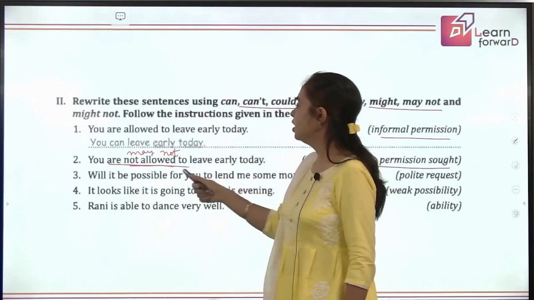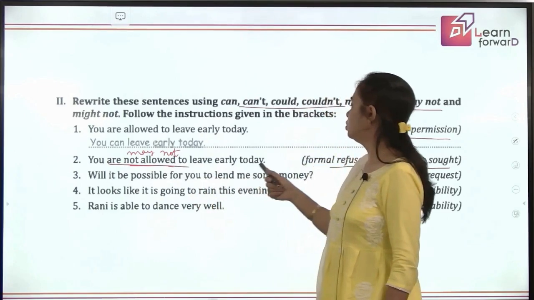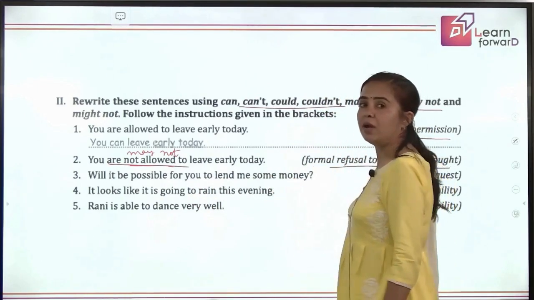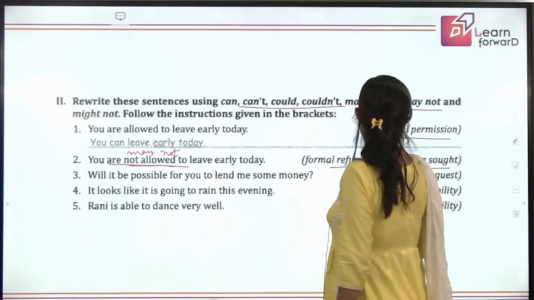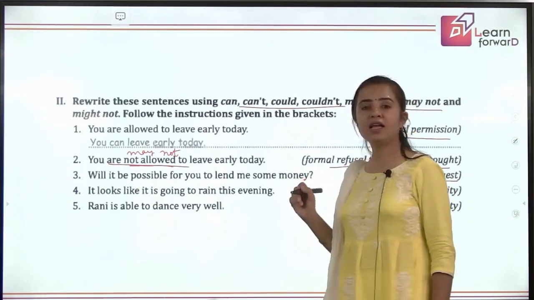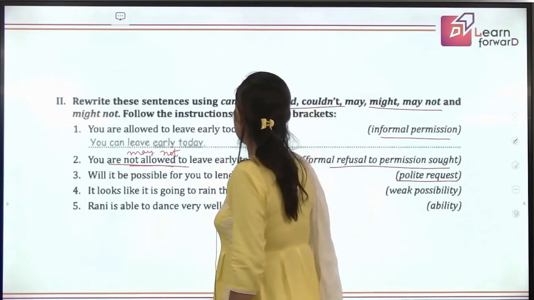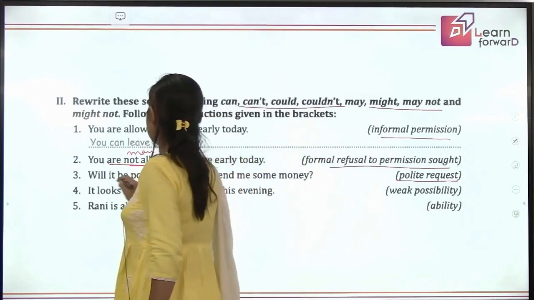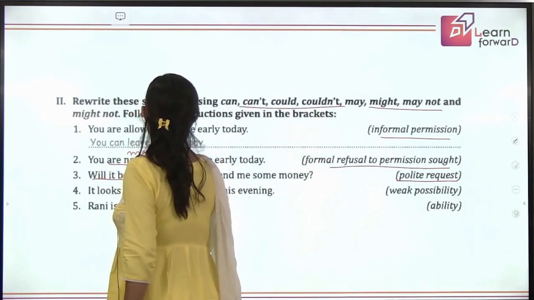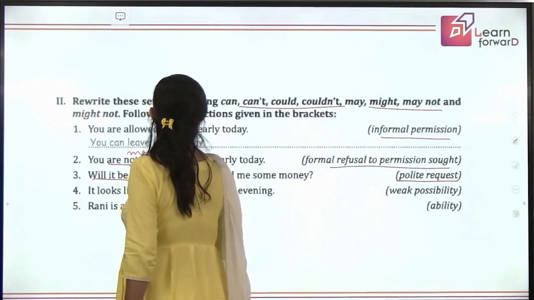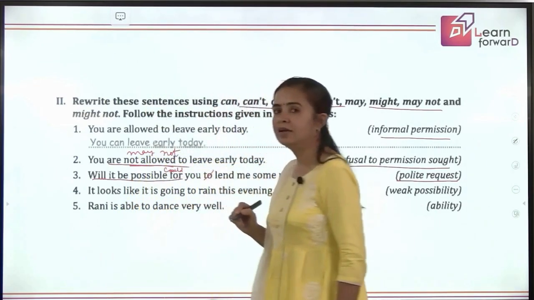permission. Next, will it be possible for you to lend me some money? And what mood you have to tell? What's the attitude? It has to be a polite request. So for polite request, what do you say? Could. Yes. So you will say, could you lend me some money? Right?